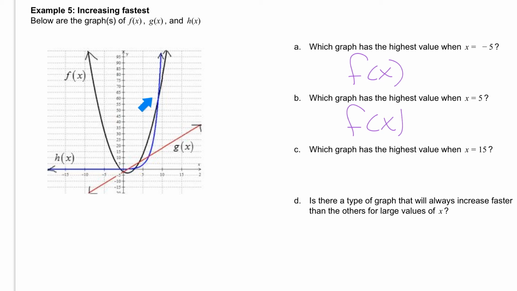If you look at your graph right here, about right here is where your quadratic and your exponential function are exactly the same. They're intersecting, they're the same height right here. And then after that height, that exponential function is getting bigger and bigger than that quadratic. So if x is equal to 15, that exponential function is going to be the highest graph as it is increasing the fastest from everything else. So for x equals 15, we would say that it is h of x.